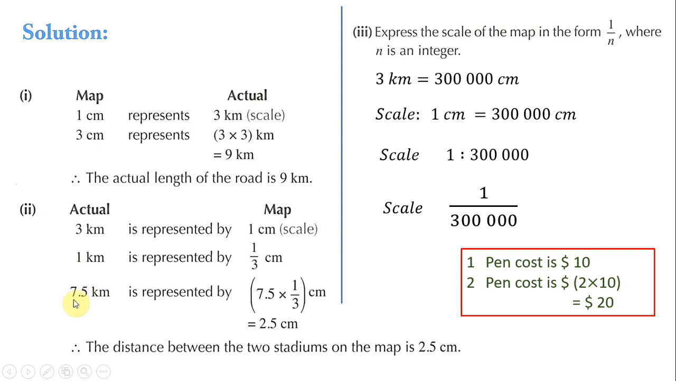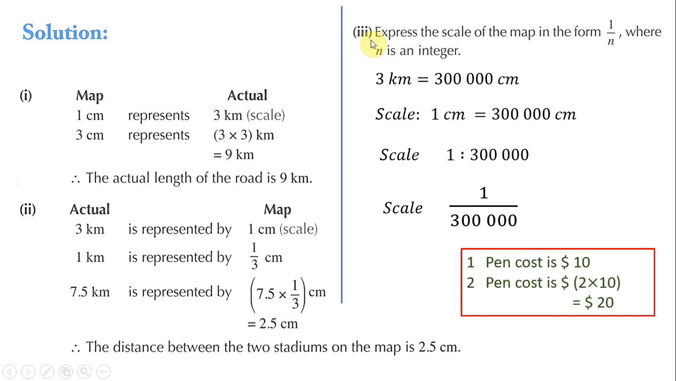We have to find the value of 7.5 km on the map. So multiply 7.5 with the value of unit, that is 1 over 3. When we multiply these two numbers, we get 2.5 centimeter. The distance between two stadiums on the map is 2.5 centimeter.